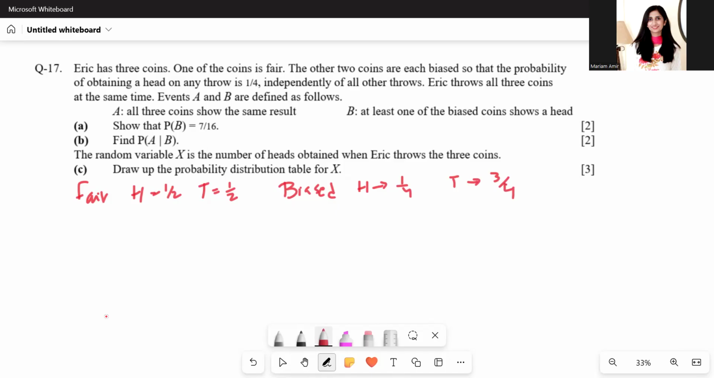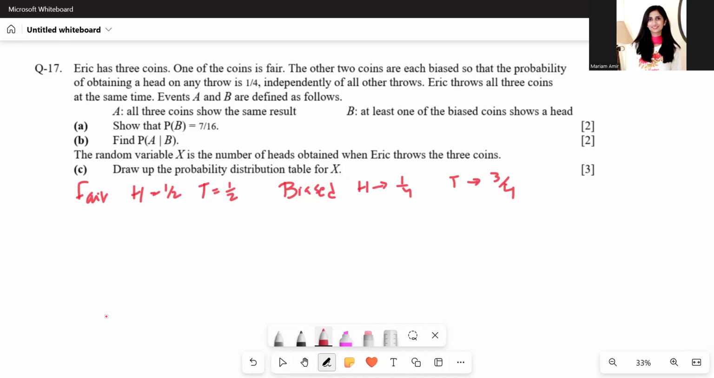Okay. Event A is all three coins show the same result. So either head, head, head or tail, tail, tail. And B is at least one of the biased coins shows a head. Part A, show that the probability of B is 7 by 16.